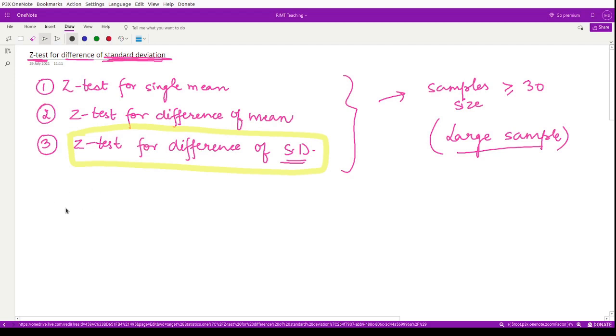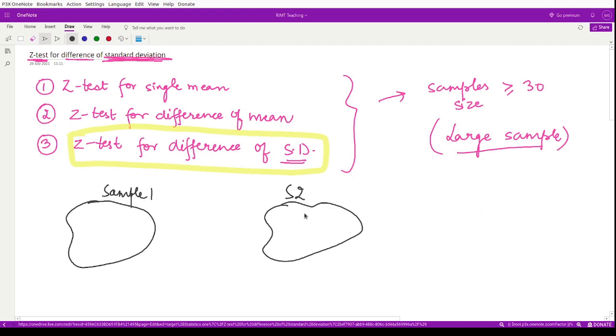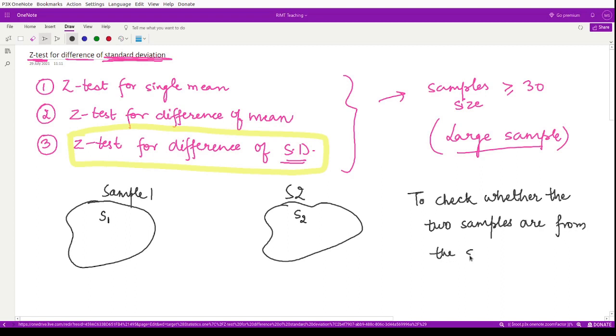So for that, if I assume two samples, say this is sample 1 and this is sample 2, and this sample has standard deviation S1 and this sample has standard deviation S2, we want to check whether the two samples are from the same population or not. This is one task.